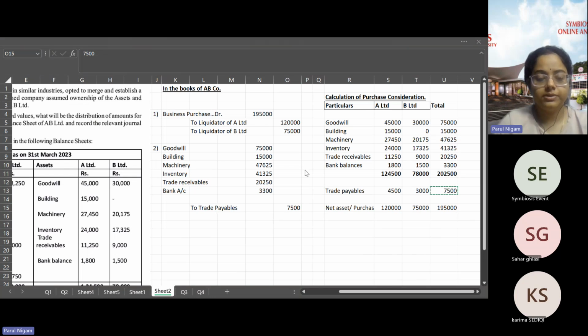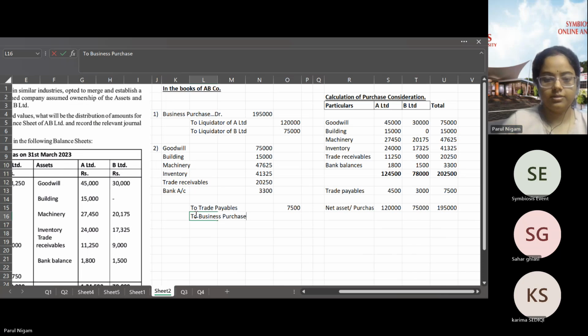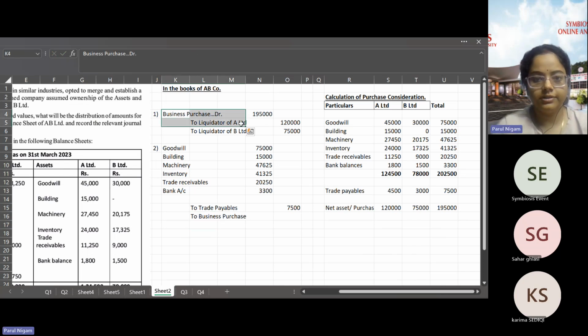Then what is your purchase consideration? It was 1,95,000, so that we are going to write over here to business purchase. You can see in the first entry we have written 1,95,000, so it will become 1,95,000. Fine. Now you'll see if the entry is balanced or not. On the debit side, how much is it? Why is my Excel not showing the total? I think it's balanced. Let's see the total over here.